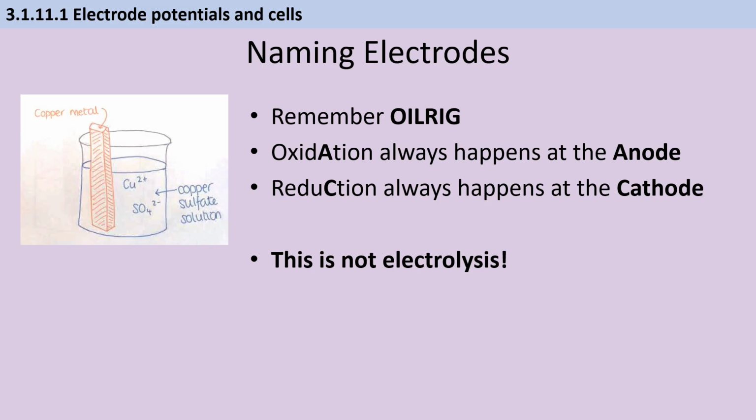You know from GCSE that oxidation is loss of electrons and reduction is gain of electrons, and you should remember that oxidation always happens at the anode and reduction always happens at the cathode. Please note this is not electrolysis, and therefore the charge of the electrodes is reversed compared to that.